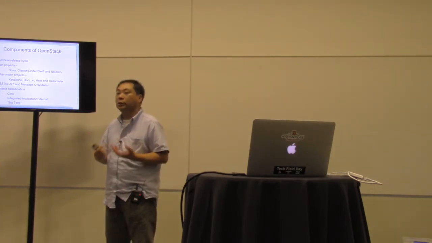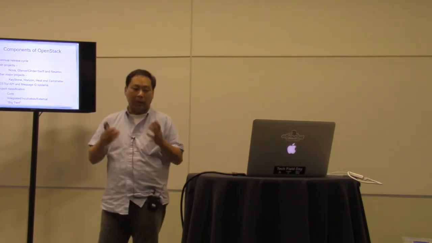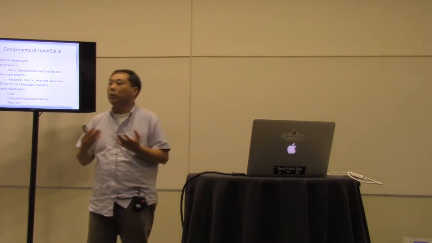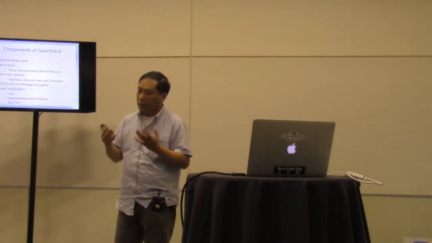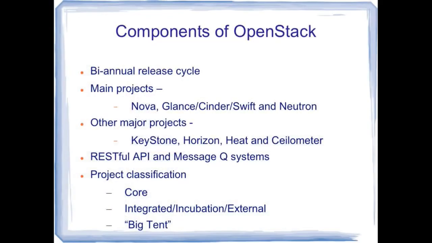And of course, there's Neutron. Networking used to be under Nova, but because the features were limited, we were only able to support the basic iptables and Linux bridge. That's why we have a new project called Neutron that expands the networking layer into a much bigger horizon. There are other major projects such as Keystone, which is for authentication.